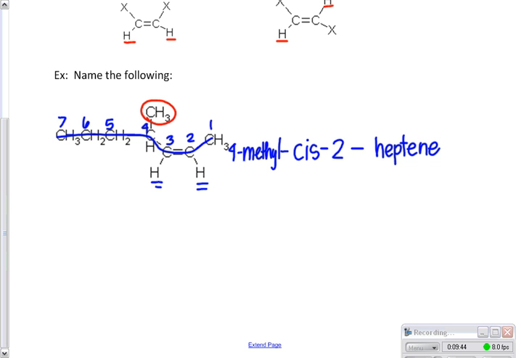The cis, I've seen this done different ways. Some books will put the cis way out in front of the name. IB generally puts it right before the location of the double bond. So that's what I'm going to do so that you're used to that. But you might see it other ways when you're looking at other books.